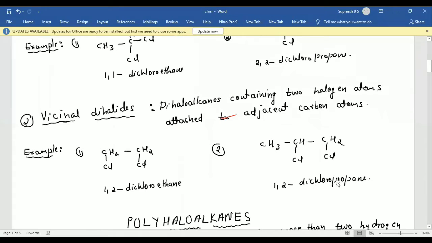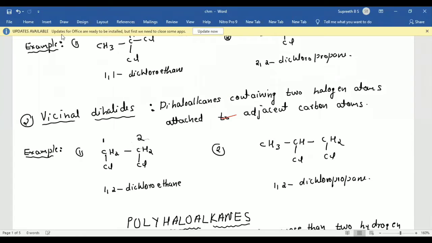In this molecule, we have two carbon atoms. This one is the first carbon, this one is the second carbon. You can give numbering from any side, first carbon and second carbon. So the two chlorine atoms are attached to adjacent carbon atoms.